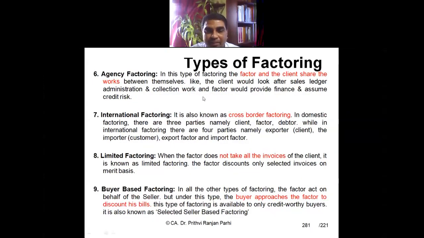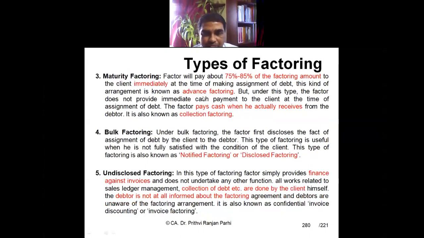In undisclosed factoring, who will collect the money? Collection is done by the company, and it is handed over to the factor, because actually the debtors are sold to the factor, but that is kept hidden.